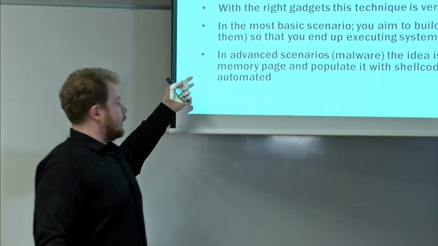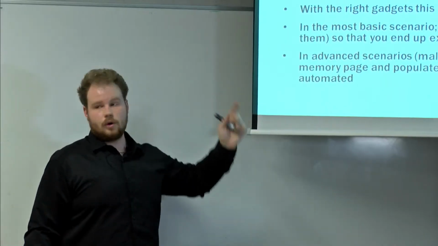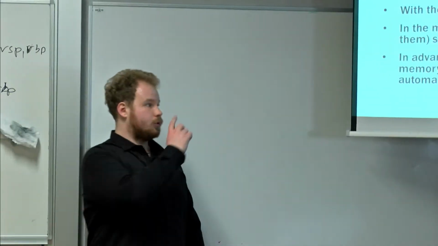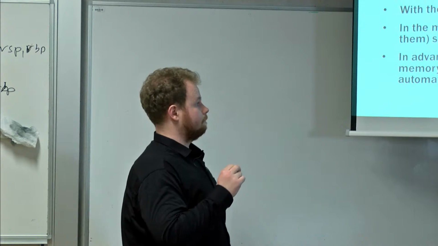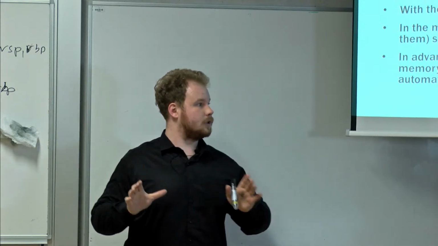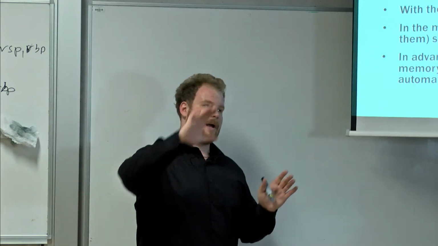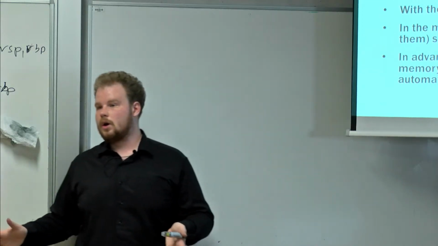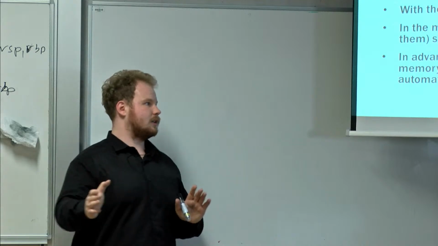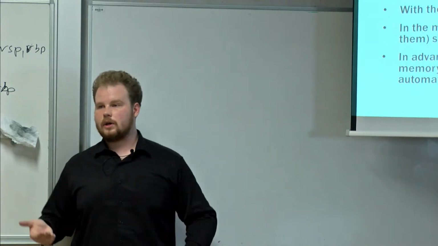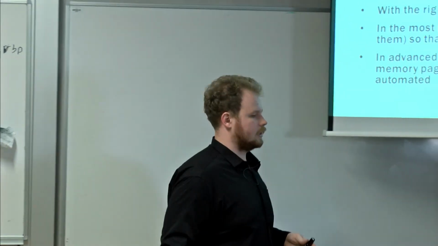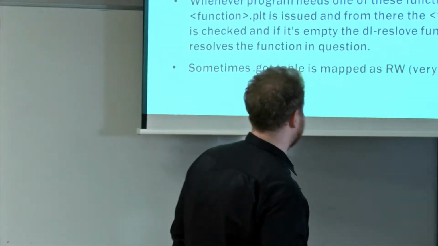In the advanced scenarios, basically how malware works, the ROP chains are usually built in a way that they call the mmap syscall, and they map an entire page of executable memory and then dump some code onto that. And you can have remote code execution in that way, but that's quite a lot harder to achieve.